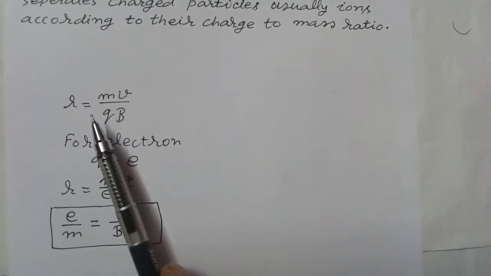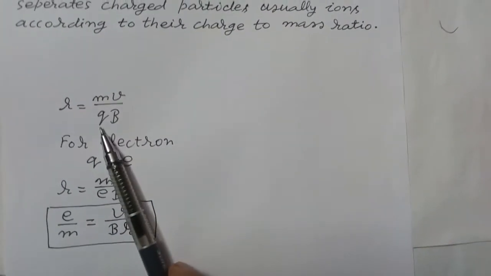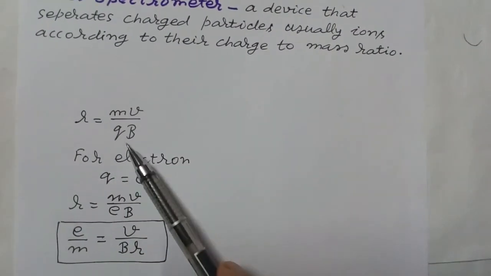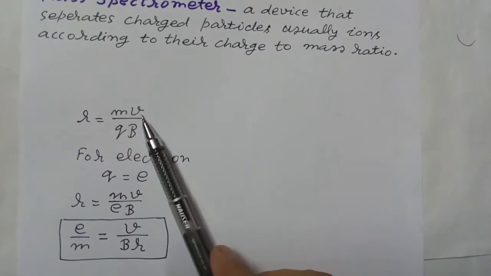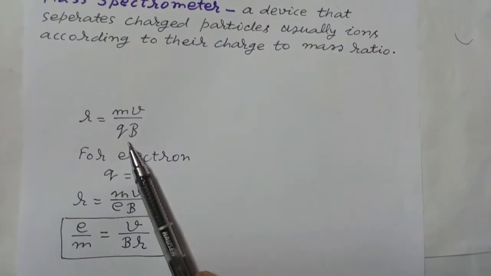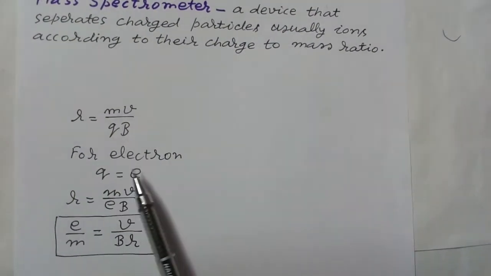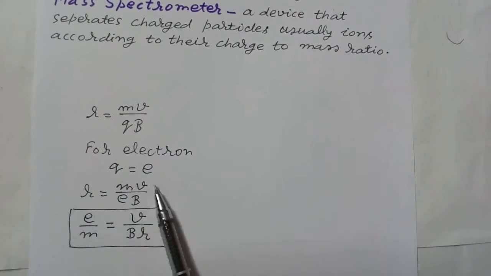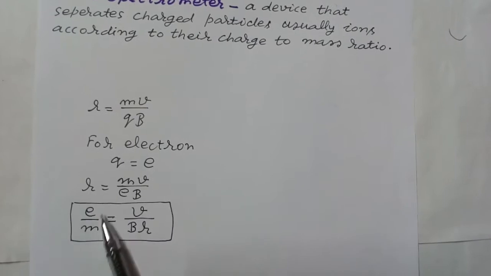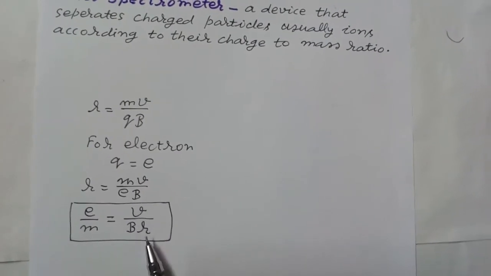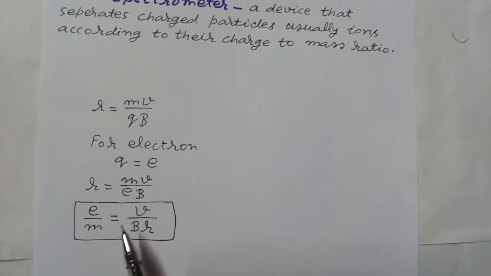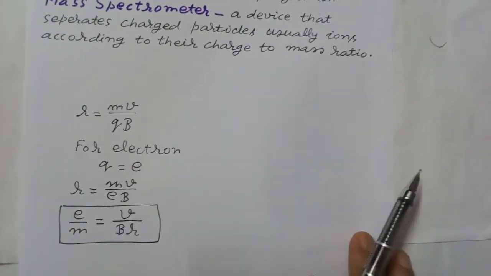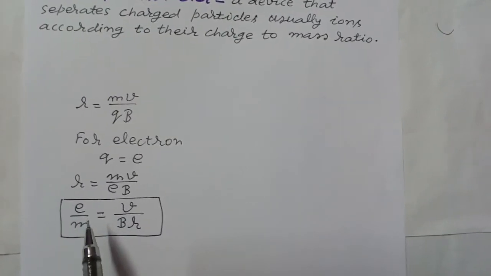We know that if a charged particle of mass m and charge q enters in a region of magnetic field B, perpendicular to this magnetic field B with velocity v, then its radius is given by mv upon qB. For electron we may write e in place of q. So for electron q is equal to e, so r is equal to mv upon eB. So from here e upon m is equal to v upon Br. So J.J. Thomson used this formula v upon Br for determining the charge to mass ratio for electron e by m.